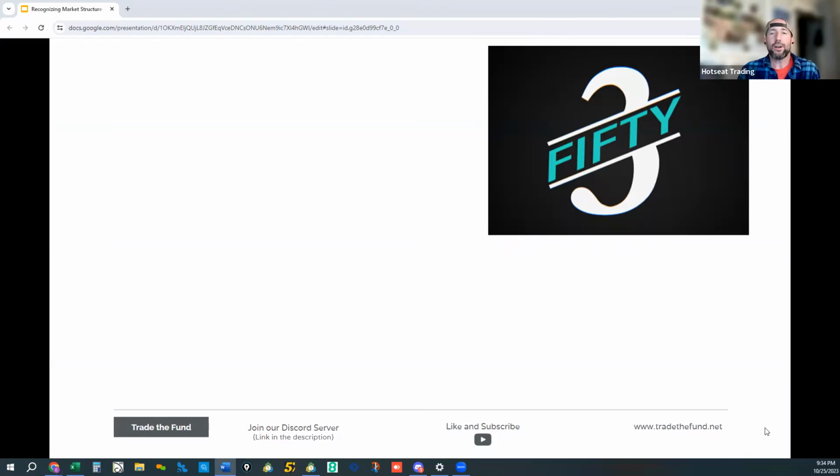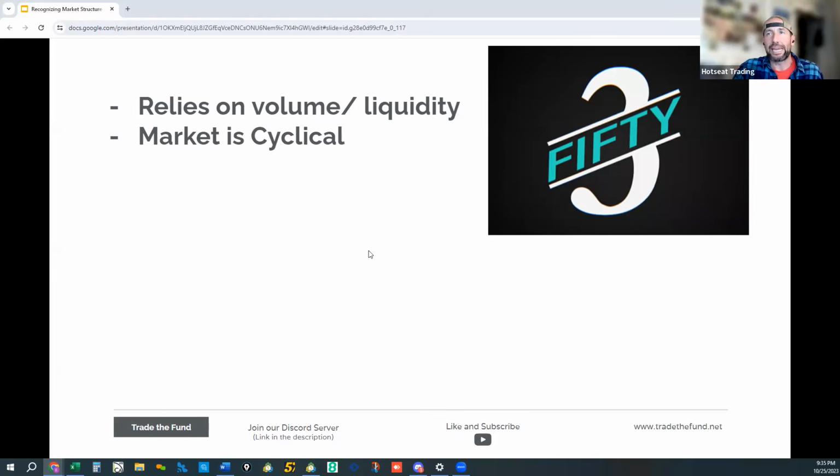Now, our entire 3 and 50 trading strategy works with a high success rate because it relies on this one staple that happens in the Forex market. It relies on volume. It relies on liquidity. So without that, the market can't be cyclical. It can't go up and it can't go down. And if it didn't, then we wouldn't have anything to trade, right?